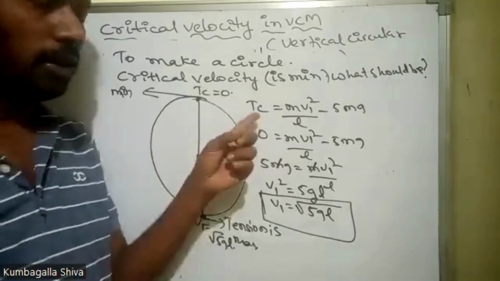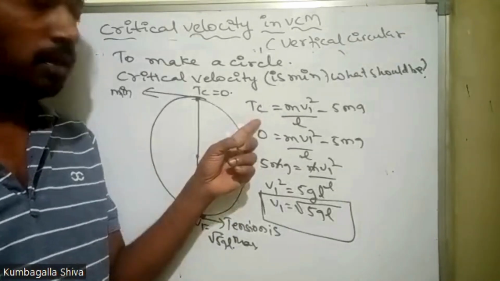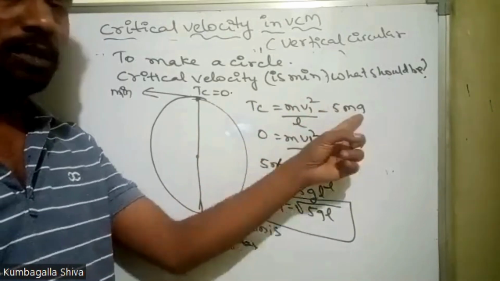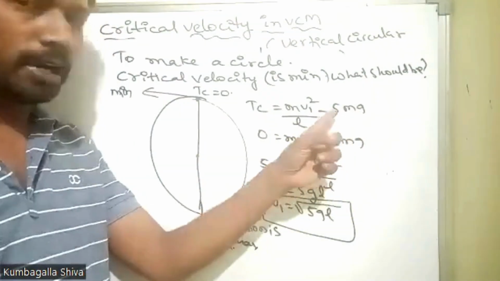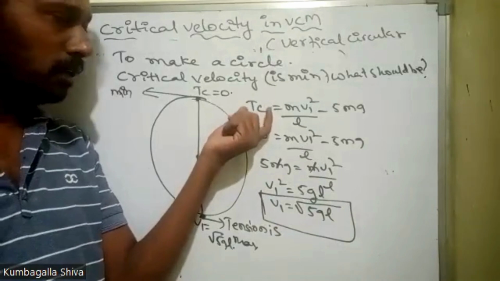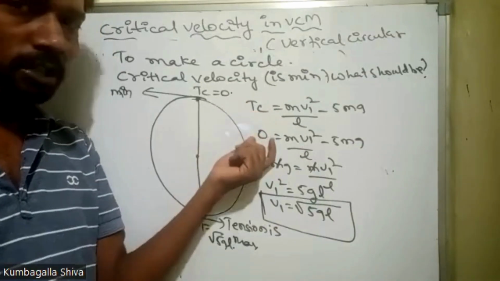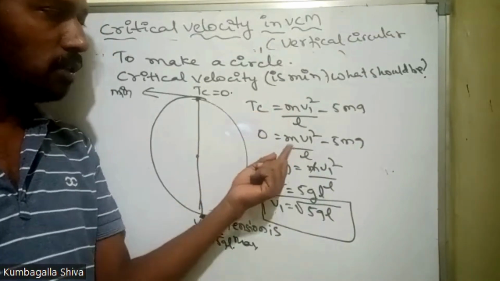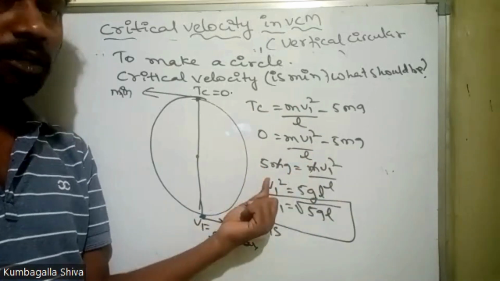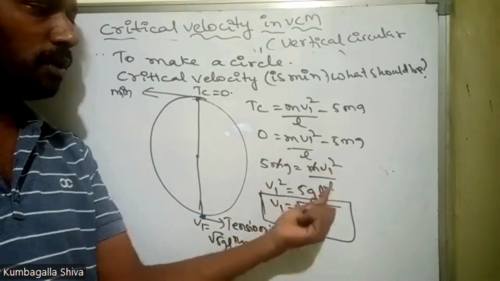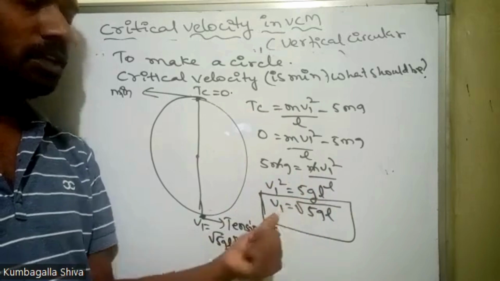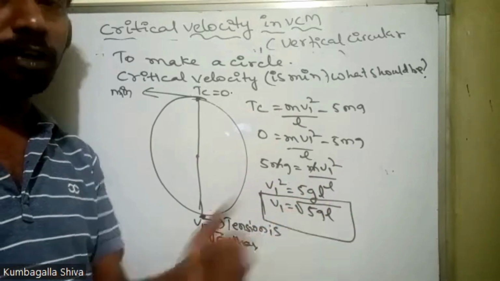We derived this in the previous classes. Tension at C, what is the standard equation we got? mv1 square by L minus 5 mg. From that equation only, I derived that at this point, the critical velocity, we said the tension is 0. Substituting in the equation mv1 square by L minus 5 mg, you transpose to this side: 5 mg is equal to mv1 square by L. m cancels. You are getting v1 square is equal to 5gL. The square goes to that side. You are getting v1 is equal to root 5gL.